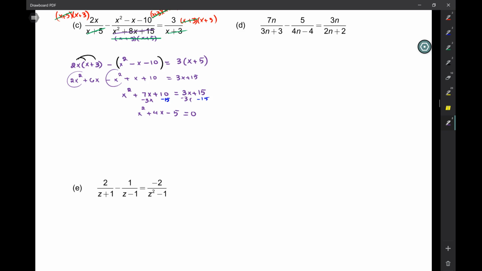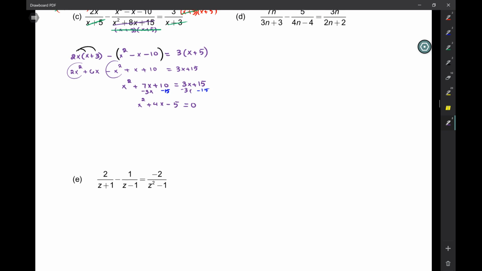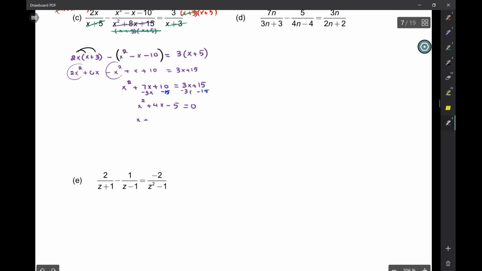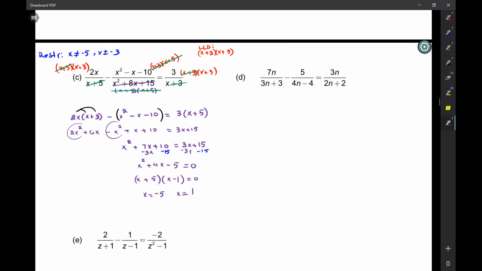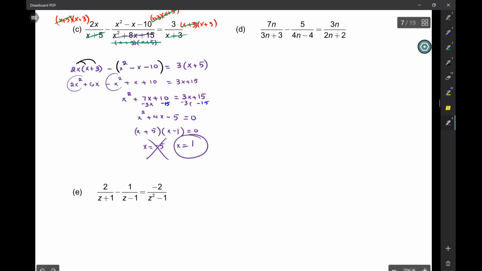Look at that, guys. There is an end in sight. Beautiful. So x plus 5, x minus 4 equal to 0. Thank you. X equals, that was not an intentional mistake. X equals negative 5 and x equals positive 1. But, what? That's a restriction. So you throw it away. That's an extraneous solution. And I'm left with x equals 1.